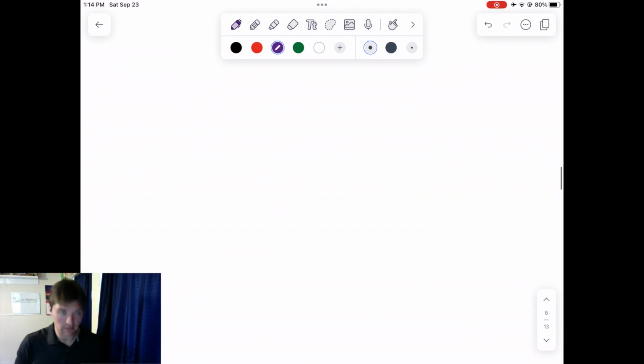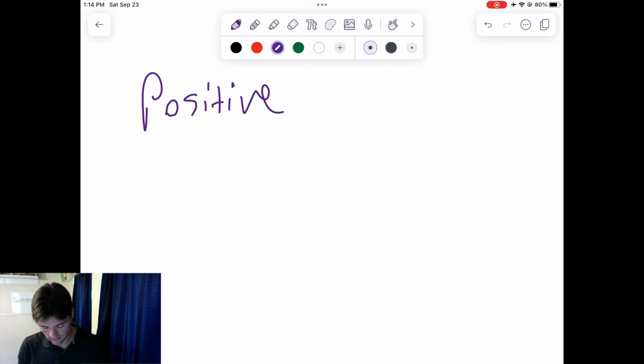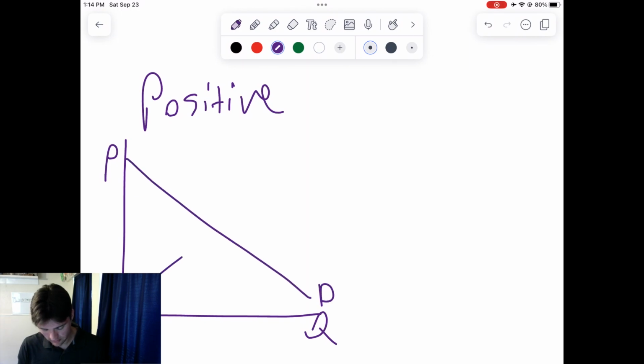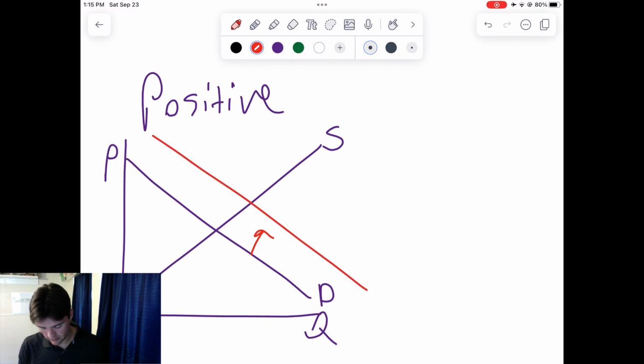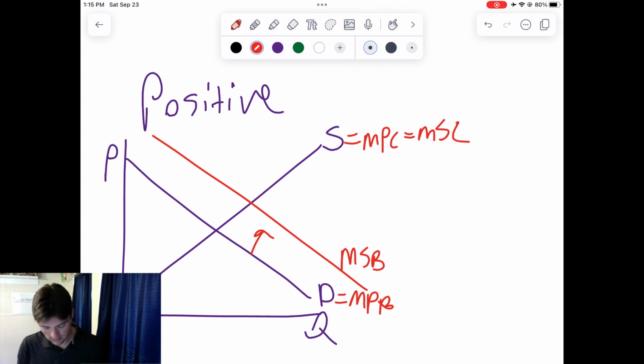So let's compare the negative externality and positive externality real quick. So this is a positive. We have price, we have quantity, we have demand, we have supply. So we're going to be here, okay? This will be our social benefit. This is our private benefit. This is our private cost, which is the same as our social cost. So here is the market. Here is the social.